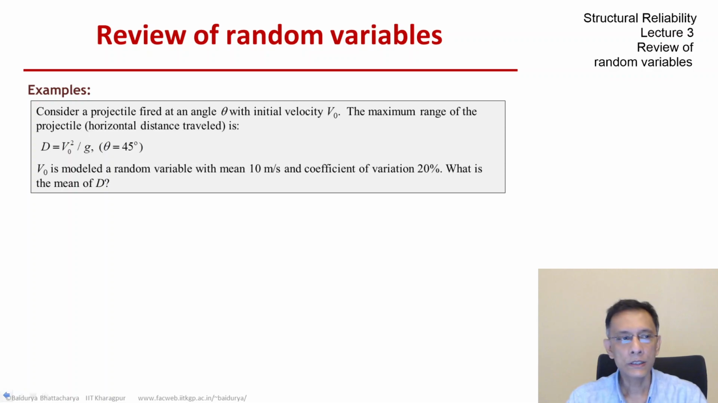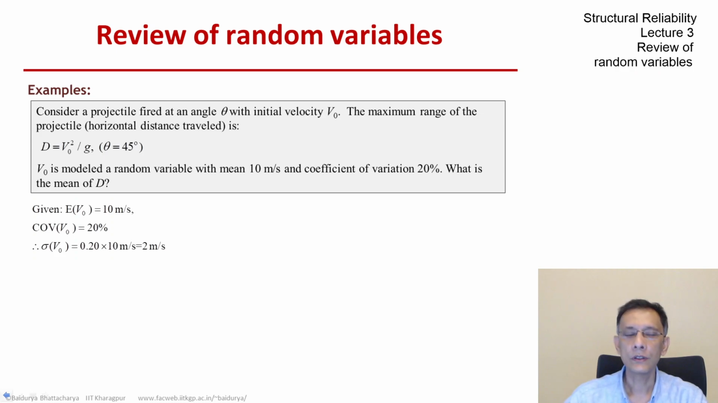So v0, the initial velocity, is a random variable, and there is the direct explicit function relationship between d and v0. So d is also a random variable. We are not interested in finding the distribution of d if we know the distribution of v0 at this stage. All we want to know is what the mean of d is if we know the mean and variance of the initial velocity.